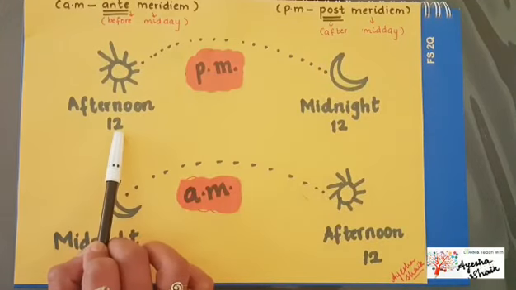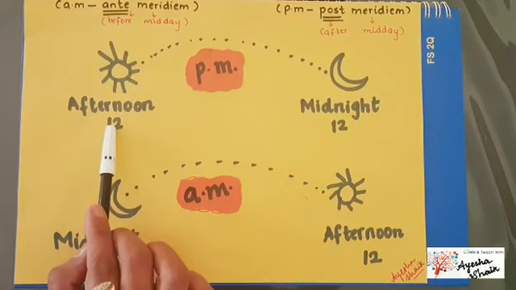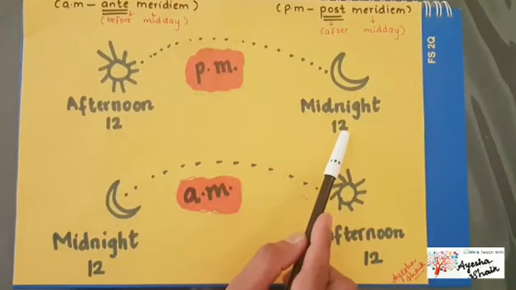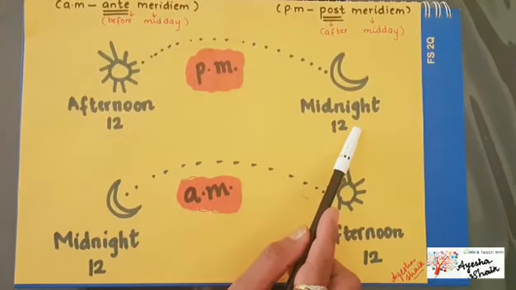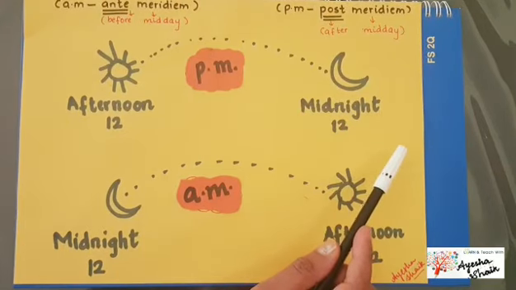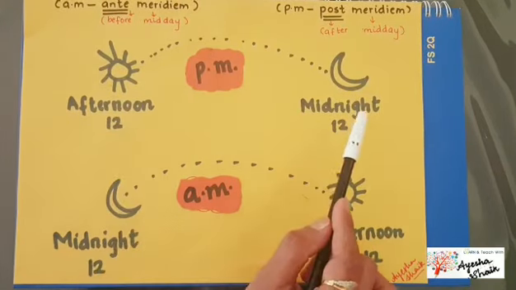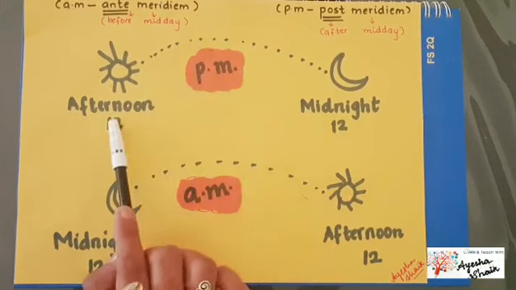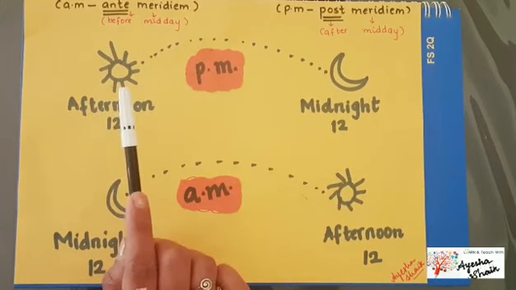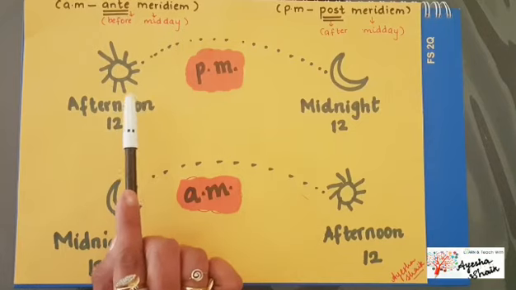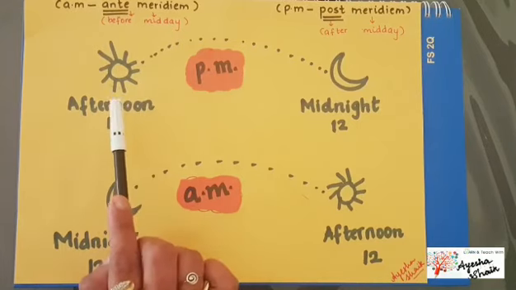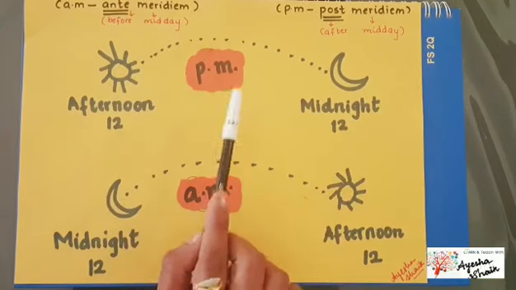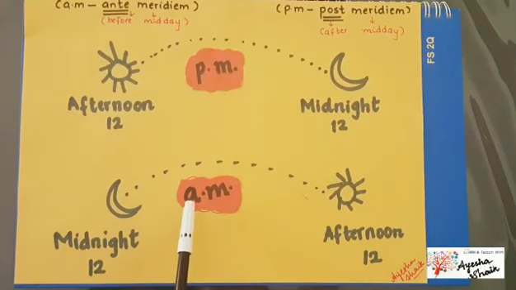So from afternoon 12 o'clock, that's midday, also called midday, until midnight 12 o'clock, that's when you see the moon in the night, it is called PM. Okay, so afternoon 12 o'clock until midnight 12 o'clock, you say this as PM. All right, so another way of remembering afternoon is the sun is right above your head. Okay, when the sun is right above your head, you say it as afternoon. Right, so afternoon 12 to midnight 12, what is it called? It's called PM.